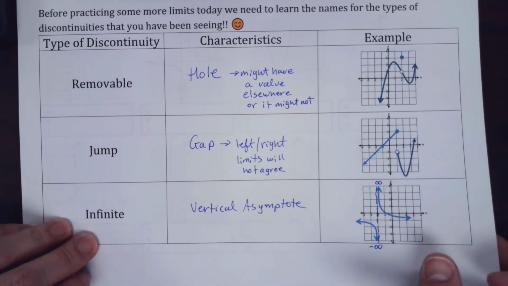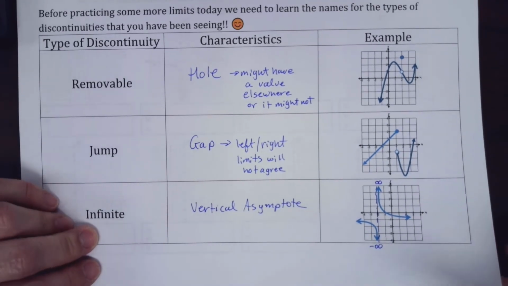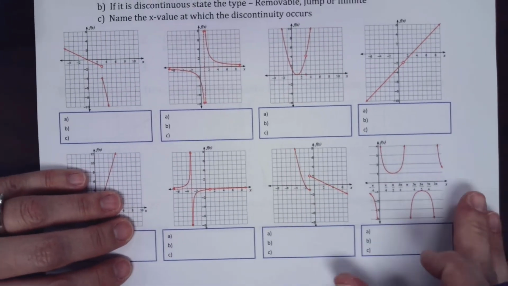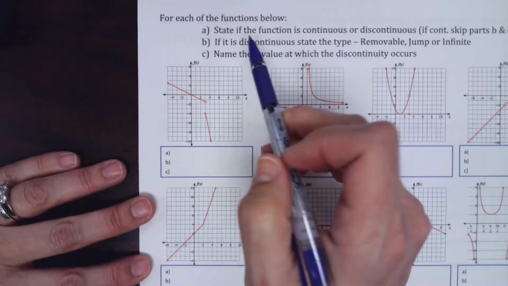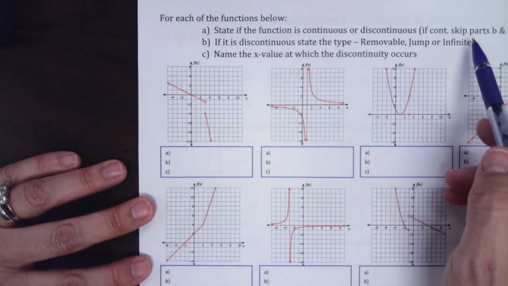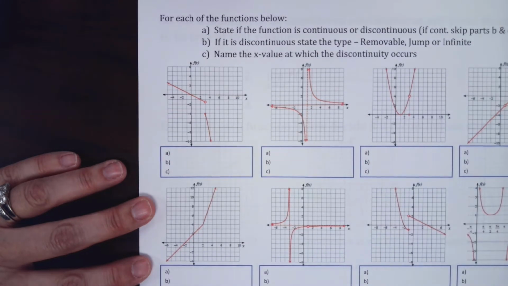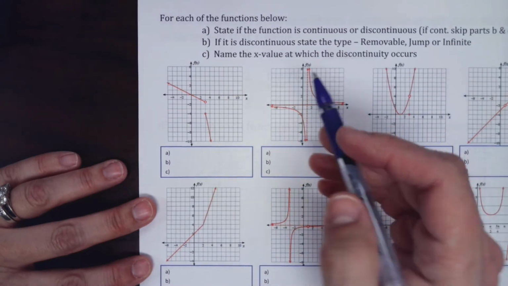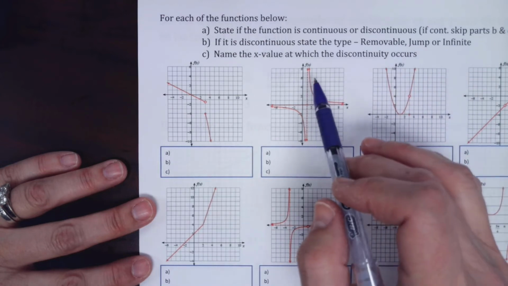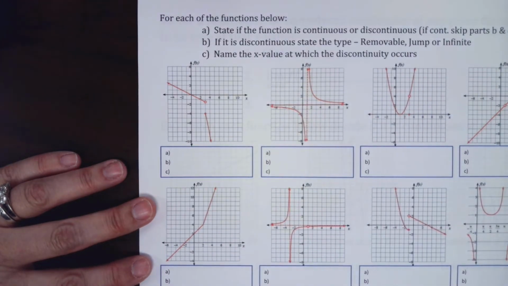Okay, so what we're going to do here is we're going to name the type of discontinuity, if there is one, and I'm just going to say where it is. Okay, so this right here, state if the function is continuous or discontinuous, and skip parts B and C if it's continuous. Okay, then we're going to tell what type it is, removable, jump, or infinite, and we're going to say the x value where it occurs. And every once in a while there might be a couple discontinuities on there.